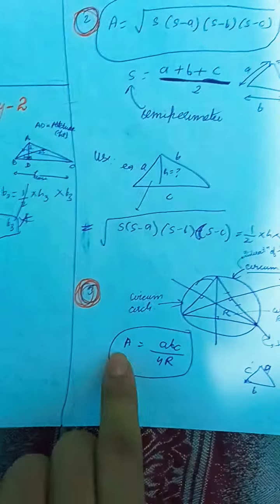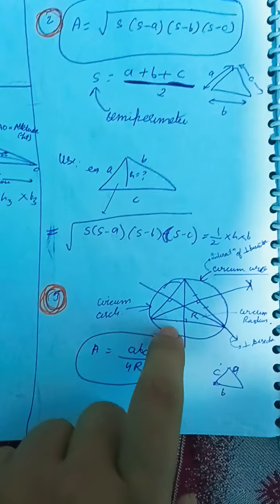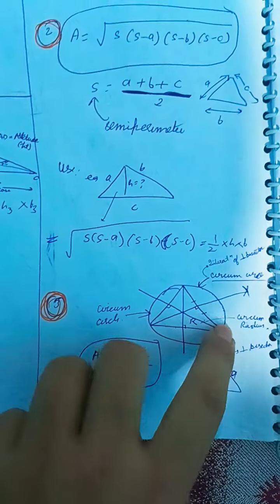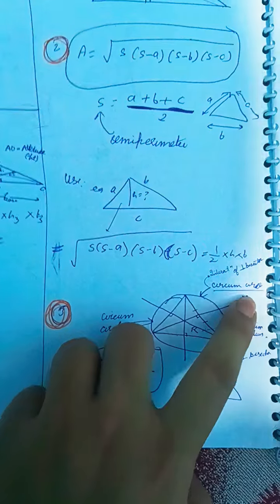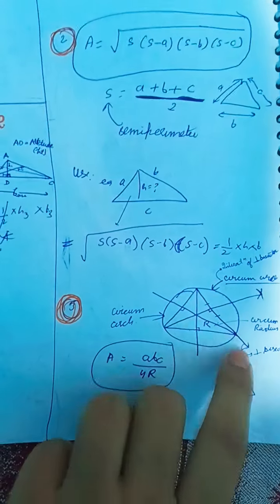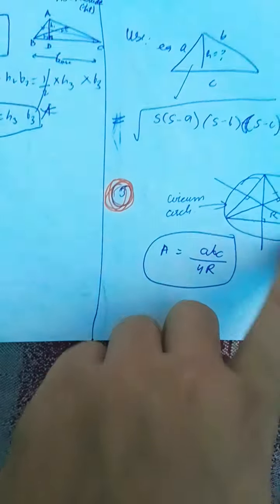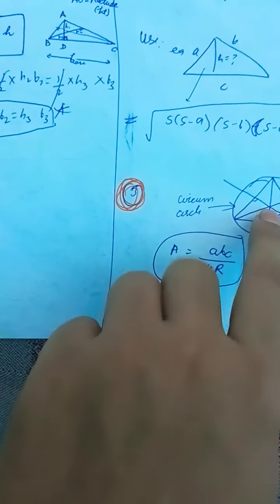Now another formula of area is A is equal to abc upon 4R. In this there is a triangle inside a circle, and this is the circumcircle. This is the circumradius. So this is basically the product of the sides of the triangle upon 4R. R is the circumradius, as you can see.